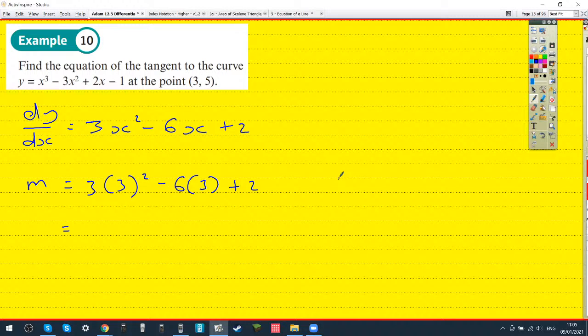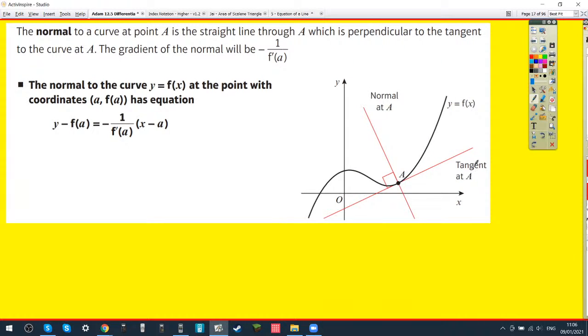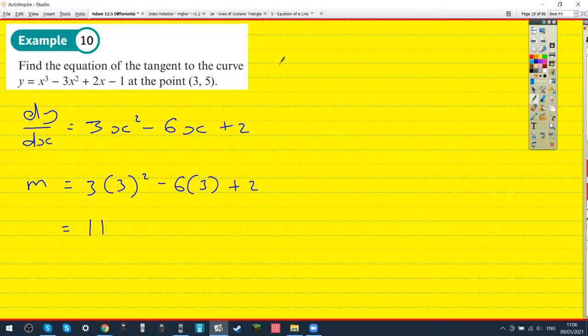Which is 11. So that's 11. And then do you do the same with 5? No, that's y. This is x. Oh yeah, so the gradient is 11. We want the equation of the tangent. So this is the tangent, this straight line. All straight lines can be written in the form y equals mx plus c. We found m. Now we just need c.